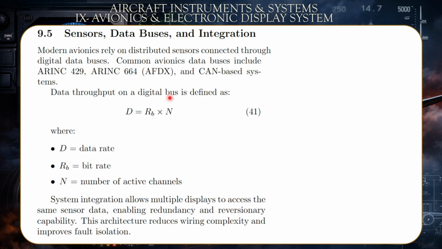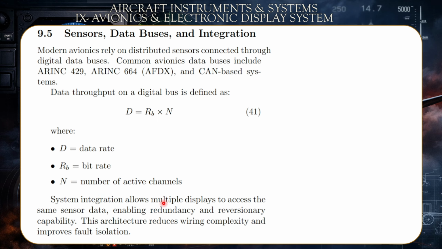Data throughput on a digital bus is defined as D equal R_B multiplied by N, where the data rate is D, okay, R_B is the bit rate, multiplied by the number of active channels, okay? So the number of active lines or active channels, you multiply it by the bit rate at each channel, because the bit rate is the same for the different channels, okay? It's stable. That would give you the overall data rate, for example, in megabit per second when we talk about the internet. It won't be that fast for aircrafts necessarily.